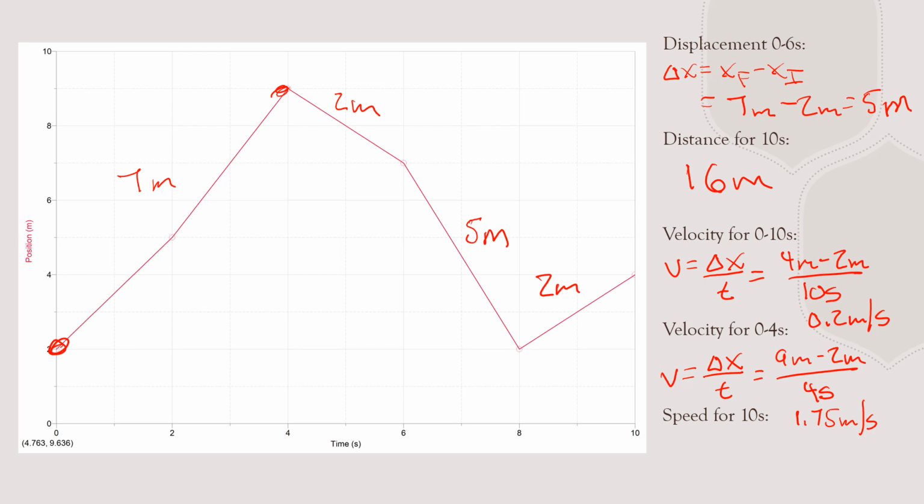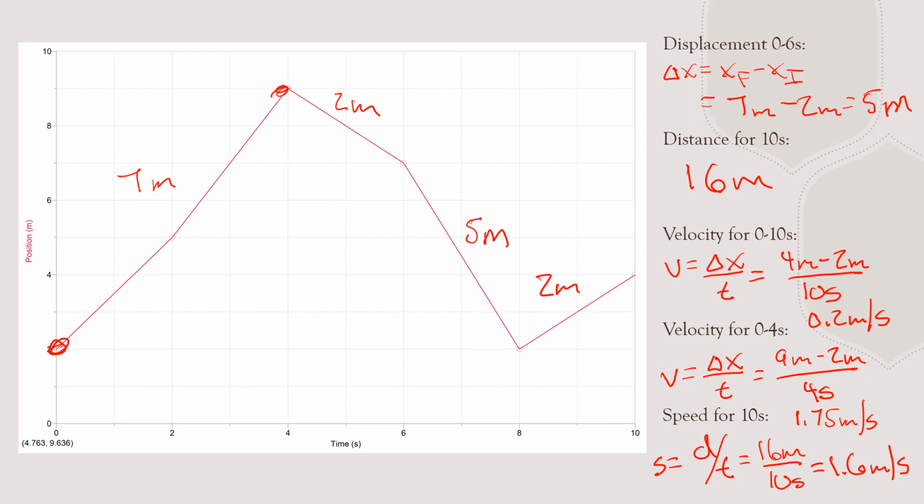The last one is speed for the entire 10 seconds. Well, speed is distance over time. The distance for the entire motion, we already said, was 16 meters. It took them 10 seconds to do it. So on average, they were going 1.6 meters per second.